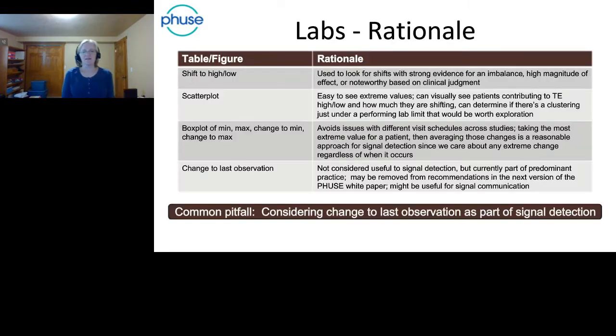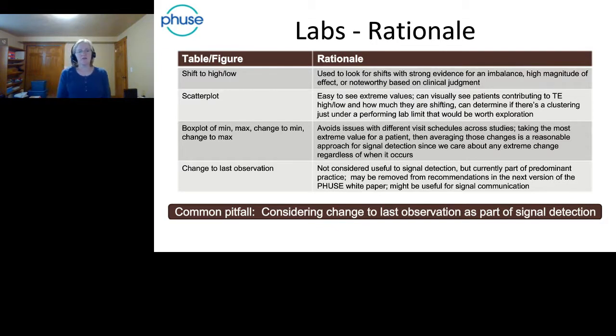So the rationale is very similar to adverse events, right? So shifts are looking for imbalances with placebo, right? And scatter plots are looking for those outliers, right? And box plots are looking for just the general trend over time, or looking for changes to minimum or changes to maximum, right? So in those cases, it's also looking for imbalances with placebo.